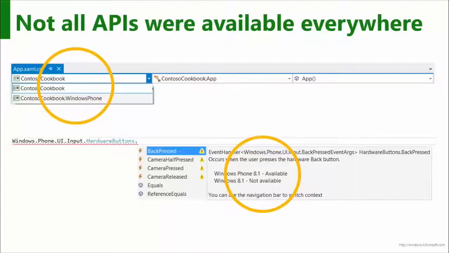The tooling that we had in Windows 8 was actually pretty terrific. So right here you can see that at the top you could switch the context. Which binary do I want to see? What's the context I want to go to? In this case, it's Contoso Cookbook or Contoso Cookbook Windows Phone. And it would go back and forth between desktop and phone that way for me.